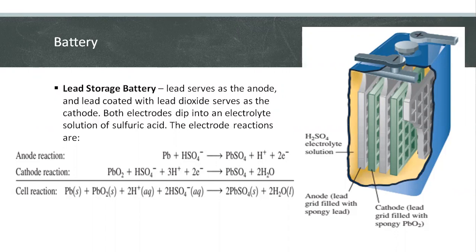In this battery, lead serves as the anode, and lead coated with lead dioxide serves as the cathode. Both electrodes dip into an electrolyte solution of sulfuric acid. An electrolyte is a solution that allows the passage or flow of charge. It can be liquid or solid.